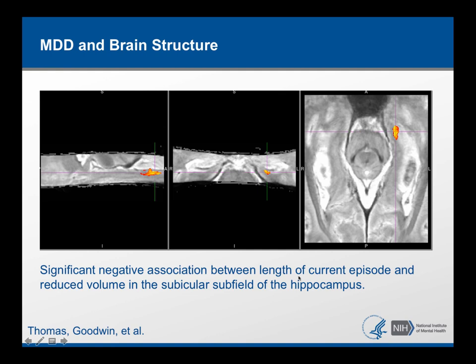And we can start to do things looking at deformation morphometry, where we take a large group of these images and then deform them to a template and look at what areas correlate with clinical variables. And one of the things we found in our preliminary data, we haven't yet repeated this in our full data set, is we found some negative associations between parameters such as the length of the current episode and reduced volume in the subicular subfield of the hippocampus.